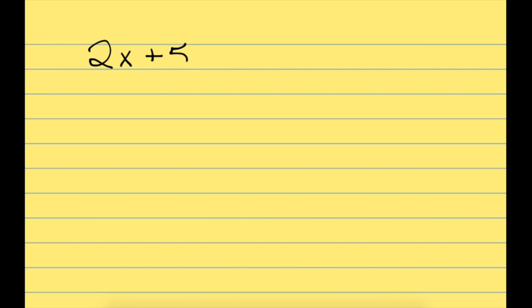2x, 5x, and 3x. These are all like terms because they all have the same variable x. And so in order to combine them, I look at their coefficients. I have a positive 2, a positive 5, and a positive 3. What do I get when I combine them? 10x. That's all it takes. Keep the variable and add up the coefficients.